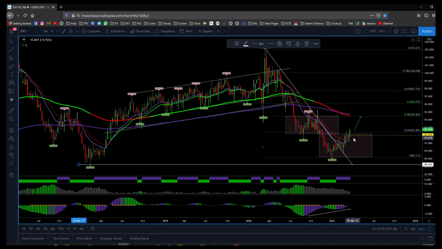Well, I think that if continued bullish momentum persists this week, we could actually see the DXY moving towards the 38.2 Fibonacci level, which is going to be a resistance level, and it is going to coincide with these two particular moving averages, which are the 100 and the 200 exponential moving average.